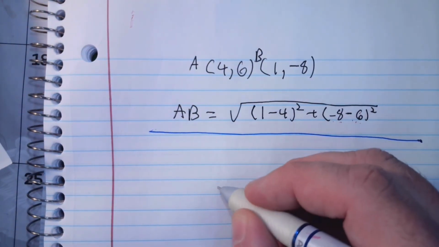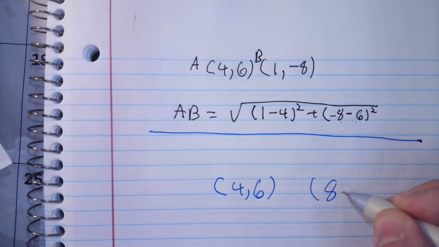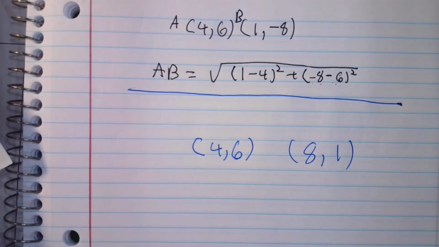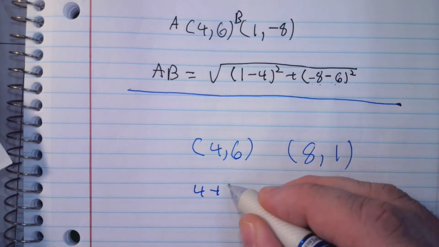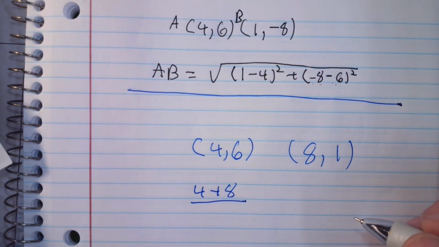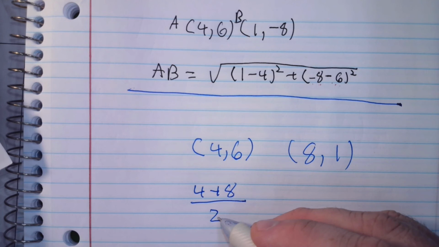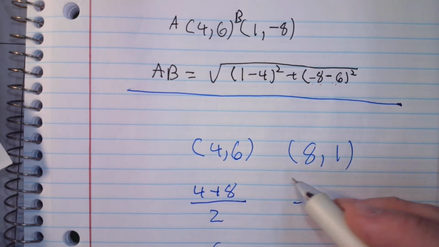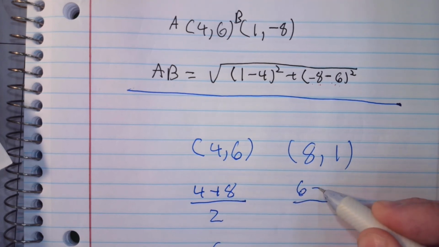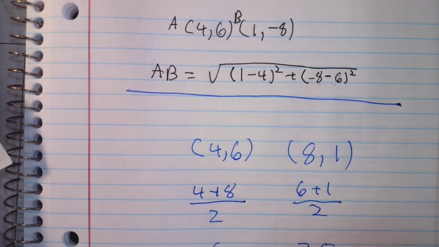All right, let's just do a question real quick. 4, 6, 8, 1. I want to find the midpoint. This is all you do. 4 plus 8, divided by 2. 4 plus 8 is 12, divided by 2 is? Okay. Y is 6 plus 1, I'm sorry, 8 plus 1. Wait, y is 6 plus 1, right? Divided by 2 is? And that's my midpoint.